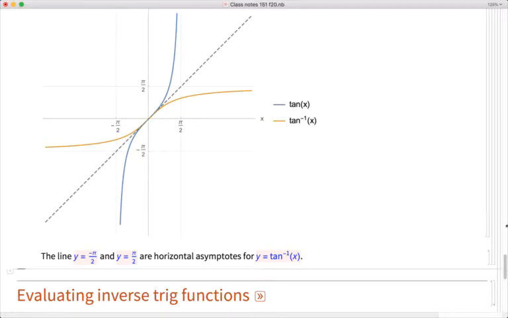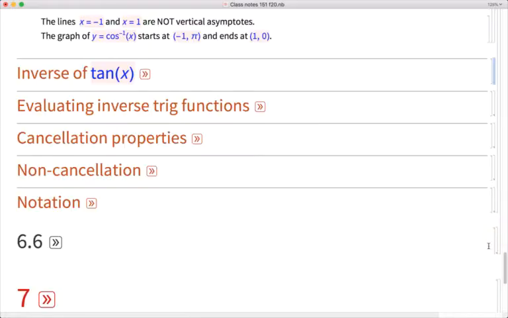Okay. All right, so where are we? 11 minutes.